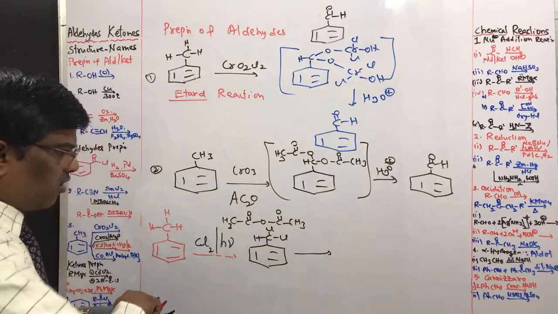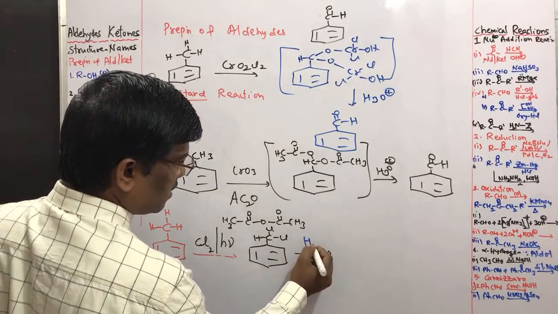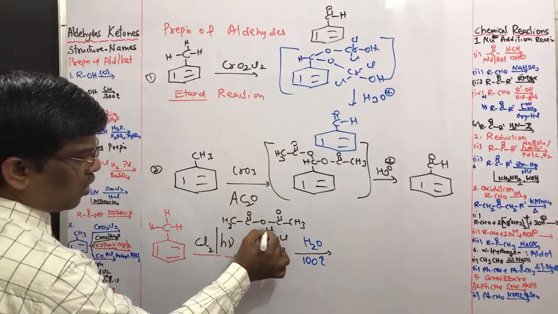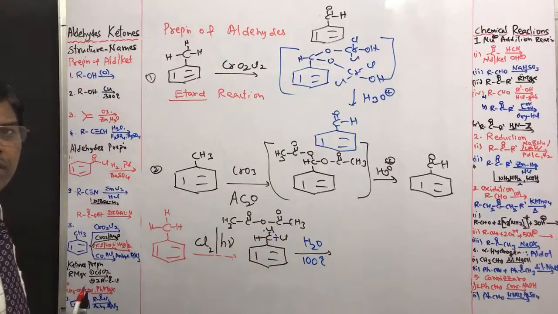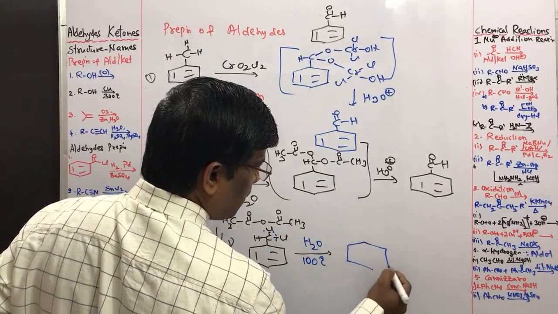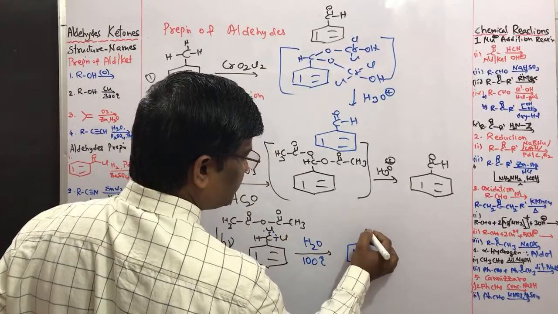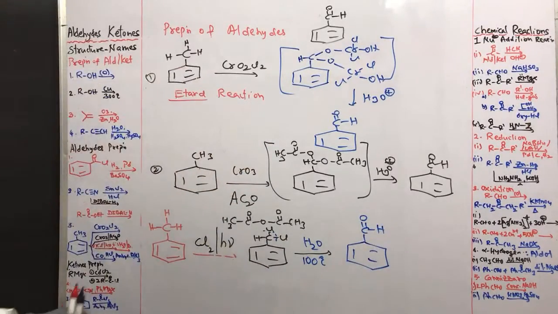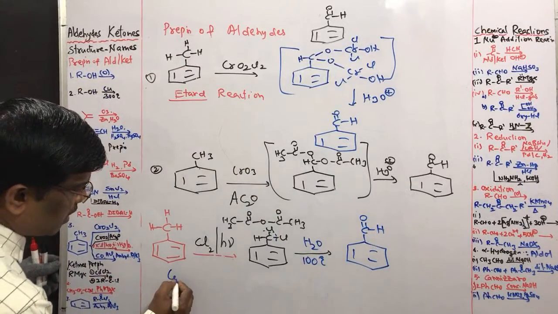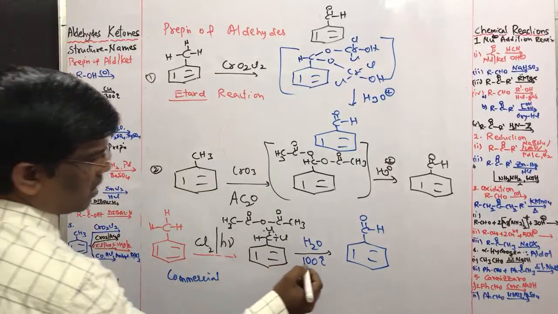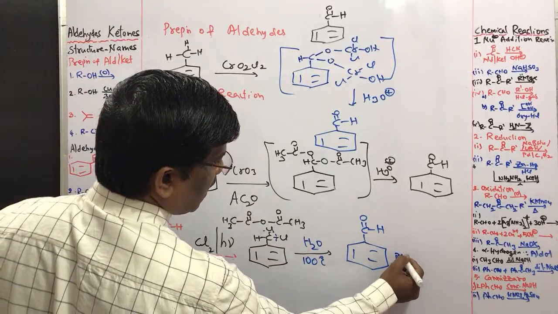This upon hydrolysis at 100 degrees centigrade, these two chlorines are going to be hydrolyzed to take up water and give benzaldehyde. This is a very important method and a commercial method. Yes, students, so it is a commercial method for the preparation of benzaldehyde.